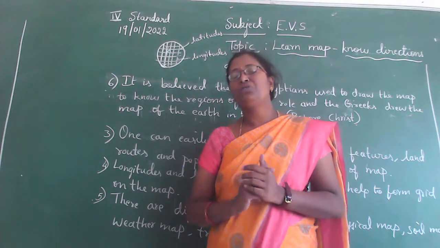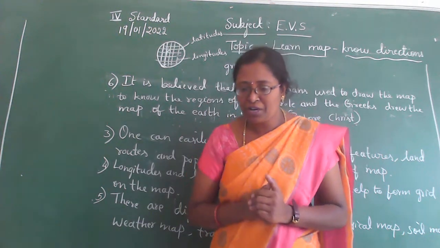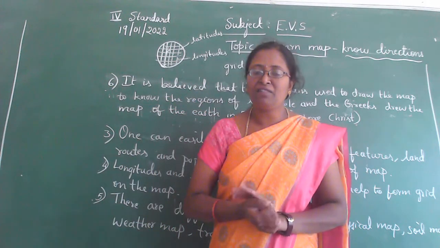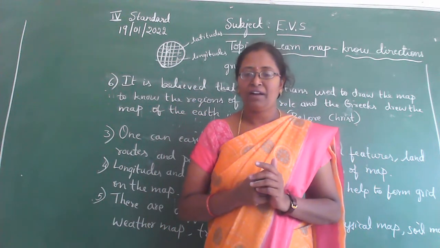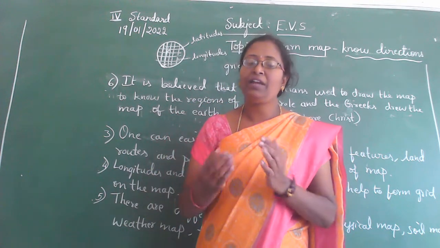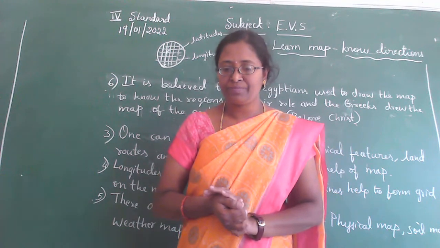Okay, so what is the world map called? It is the earth map. Okay, so we can easily understand the physical features, and then land routes, and then populated areas with the help of the map.